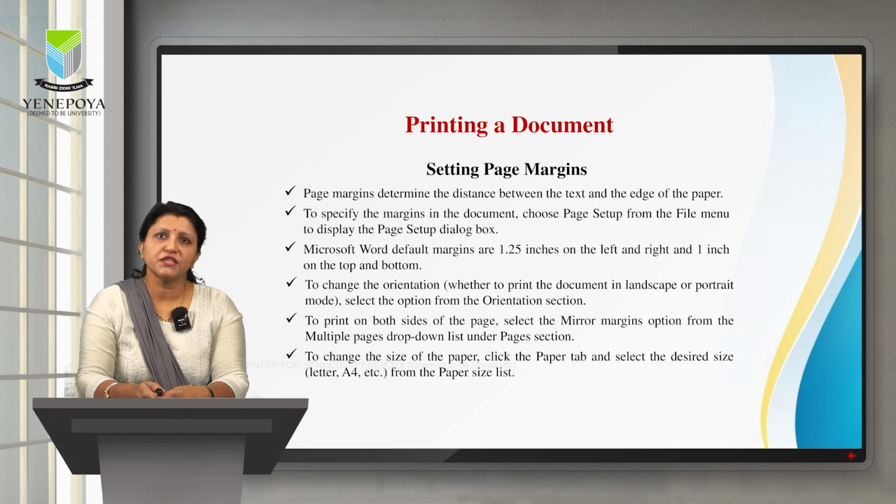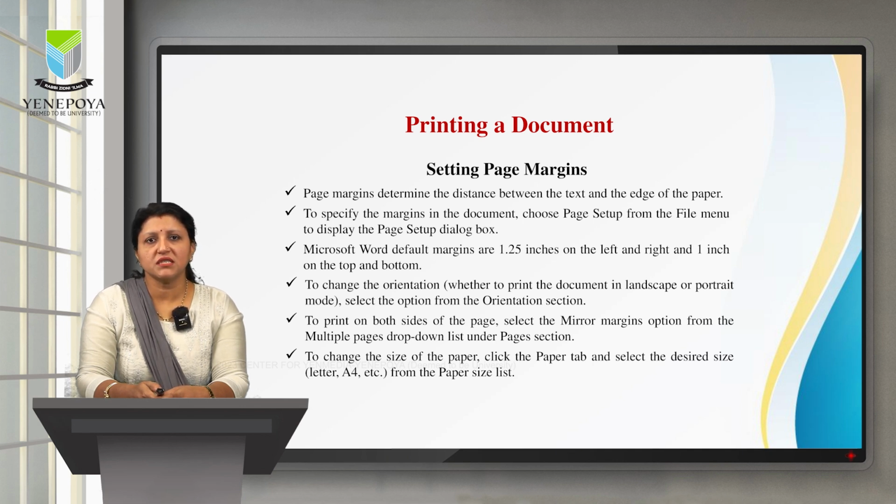We will look into printing a document. Once a document is ready, we should make the setting of page margins. The document page comprises the top margin, bottom margin, left and right margin. Setting the margins is very important while we take the printout of a document. Page margins is something we can say which determines the distance between the text and the edge of the paper.